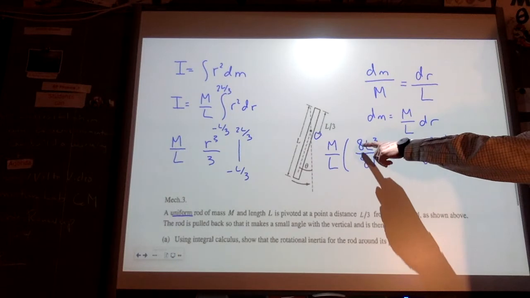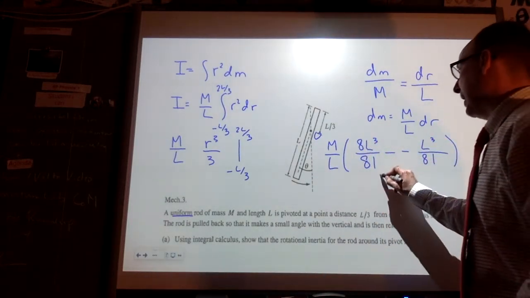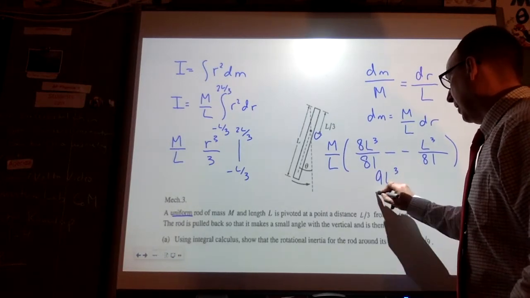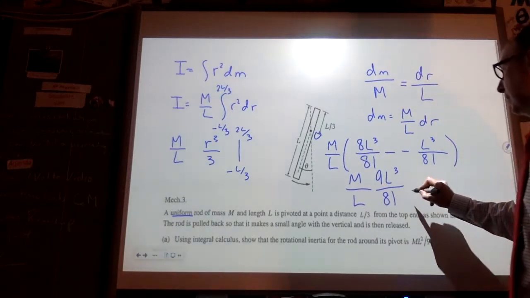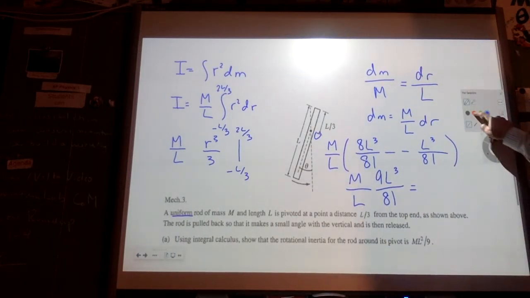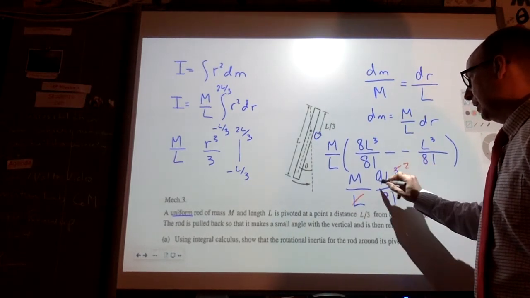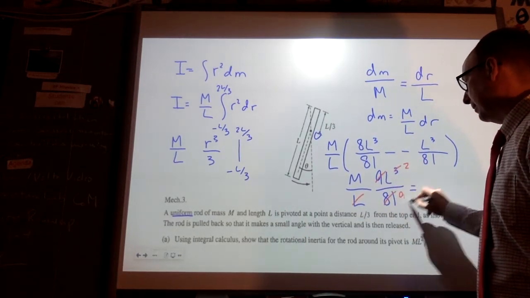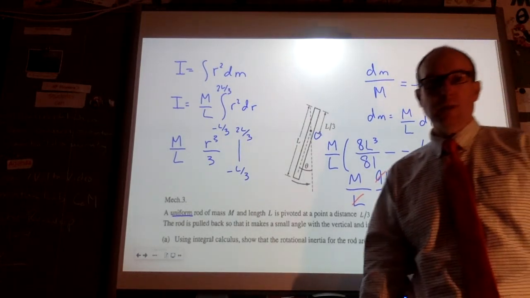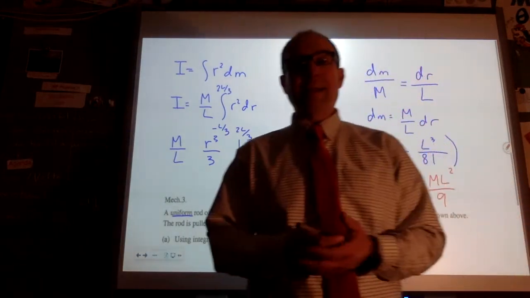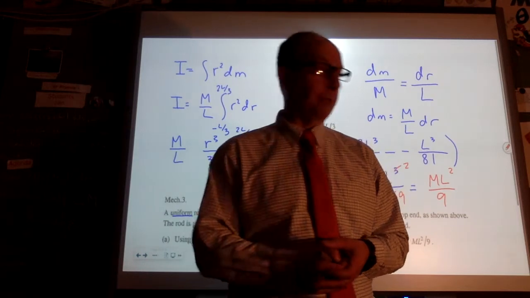And so I'm going to have 8L cubed plus L cubed, and they're both over 81, so that's going to be 9L cubed over 81, times M over L. And if I do a little simplification, I can cancel out 1 L, and then I can cancel out a 9. And so I get ML squared over 9. And they're going to want to see every step because you can use the parallel axis theorem to do this more simply.